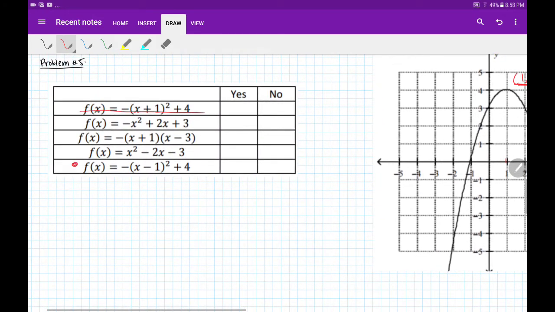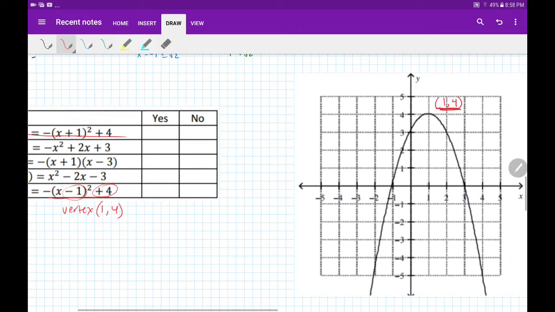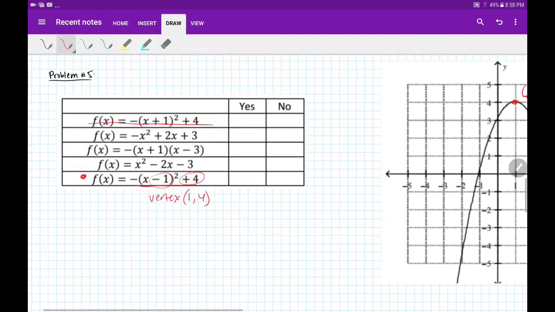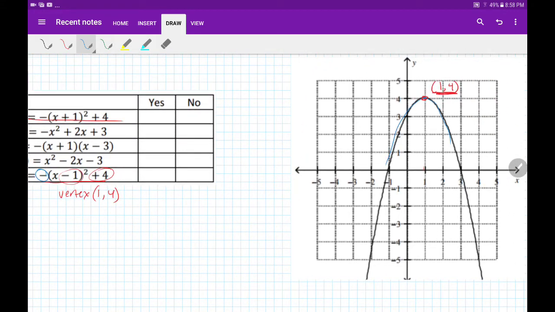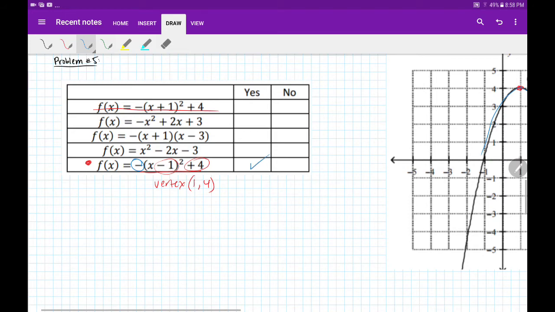Let's take a look down here. From this vertex form, I get the vertex to be positive 1, we're flipping the inside, positive 4, which does indeed match our vertex. So that guy looks good to me. And also notice that the negative out in front says we're facing down, and our graph is facing down. So yes, we've got the right vertex and we're opening up in the right direction. So we're good to go. Vertex form would be the easiest thing to identify first of all.